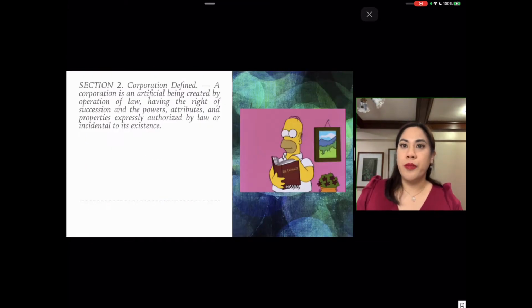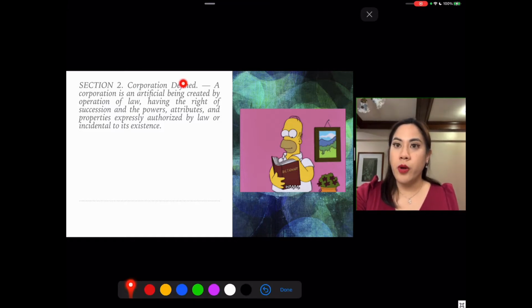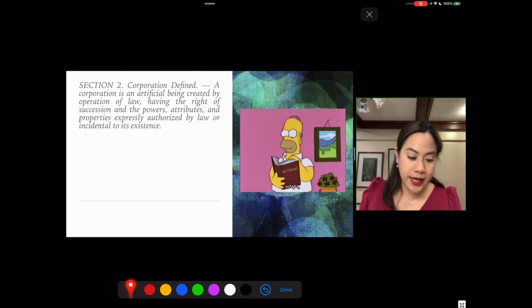Section 2, Corporation Defined. A corporation is an artificial being created by operation of law, having the right of succession, and the powers, attributes, and properties expressly authorized by law or incidental to its existence. So this definition, much like everything that the RCC will be discussing, only refers to private corporations. So I will not be discussing public corporations, again, because the Constitution said that public corporations may be created by special law.